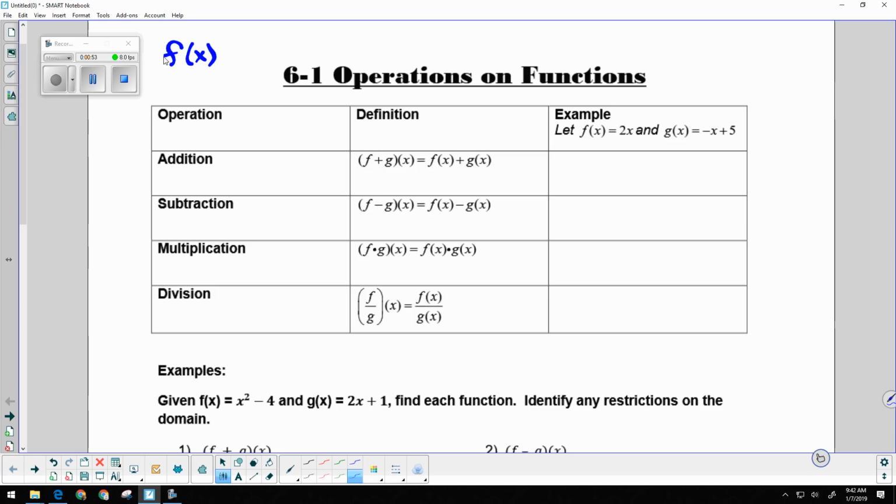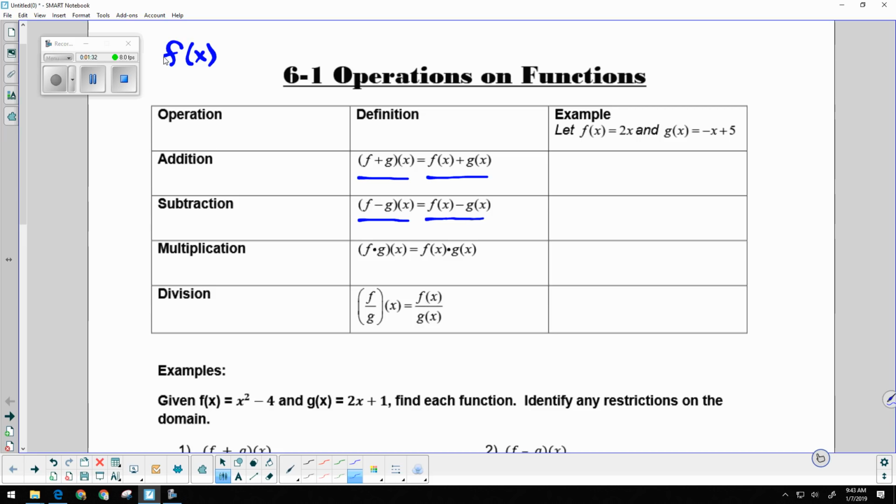Now, notice for all of them, there's two different ways to look at it. For addition, you could write it this way, or you could write it this way. And you are responsible for understanding that both of those mean the same thing. For subtraction, you could write it like this, or like that. Again, you're responsible for understanding that those two are the same thing. Now, with subtraction, order is important. So whichever function comes first, stays first, and whichever function comes last, stays last.